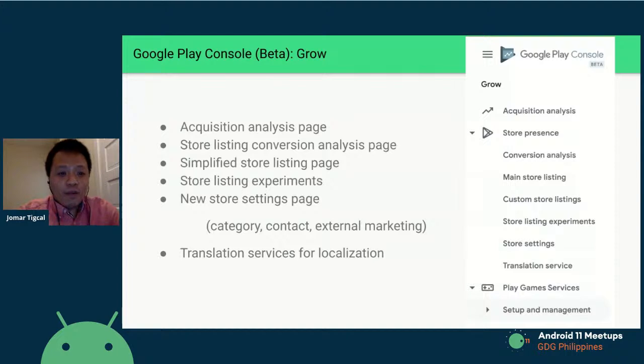How our app is set. We can also change categories. We can specify contact, external marketing. Then there's the translation services if we want to target another market or localize it to a specific market. So most of this stuff is now under this Grow section. So they're going to group together.